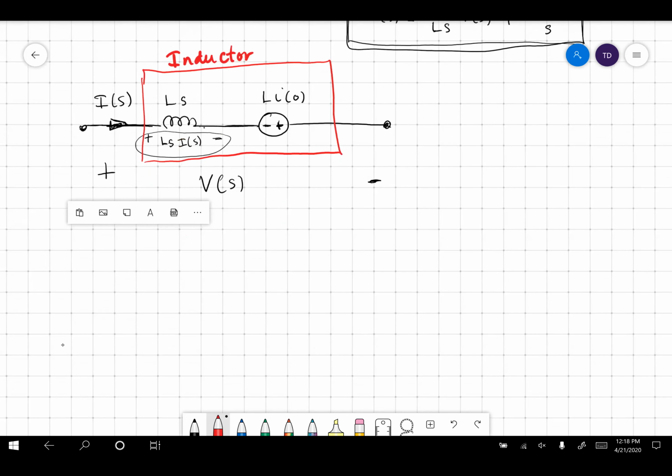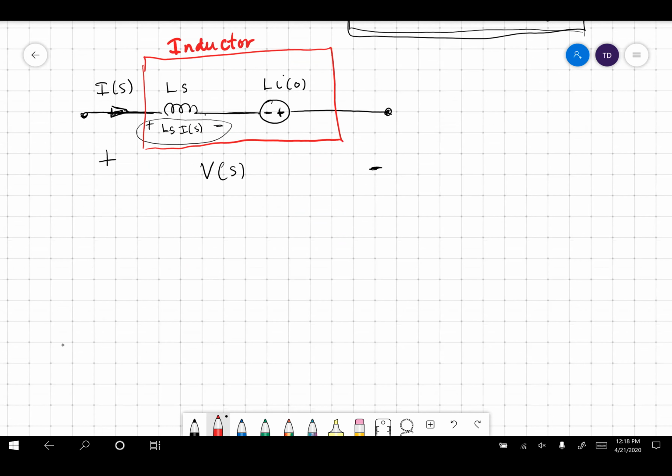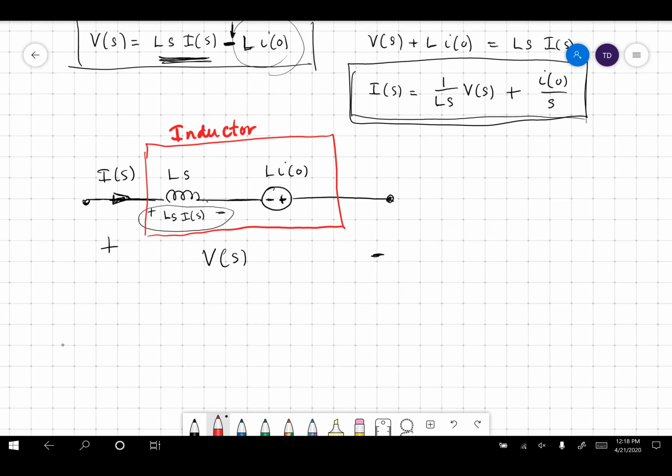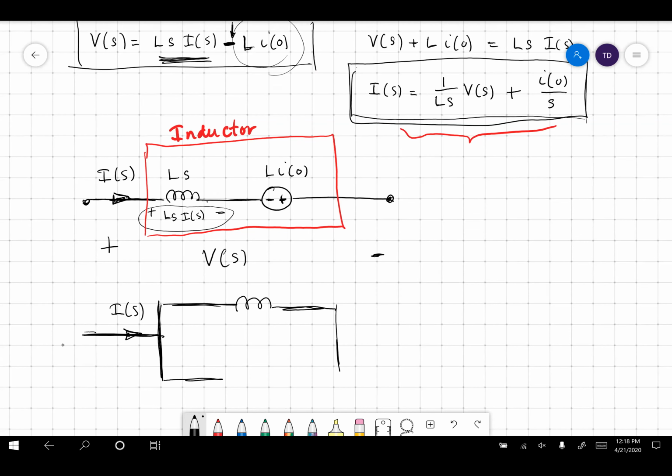All of you know that we can do a source transformation. This is a voltage source in series with an impedance, and I can transform that into a current source in parallel. But that's exactly what this does. This gives us the current source in parallel. So let's see if we can figure out what that one looks like. So I of S comes in, and it splits up into two terms. The total current is this term here, plus this term here.